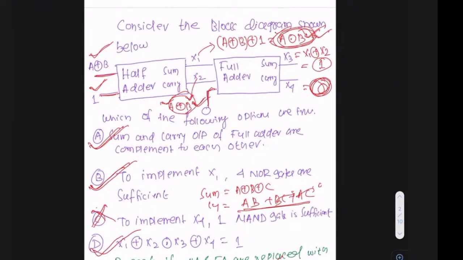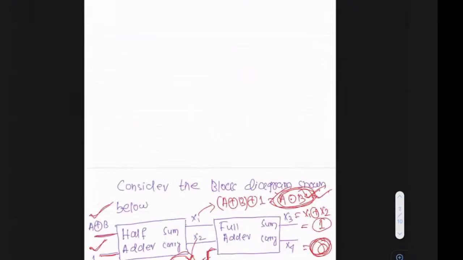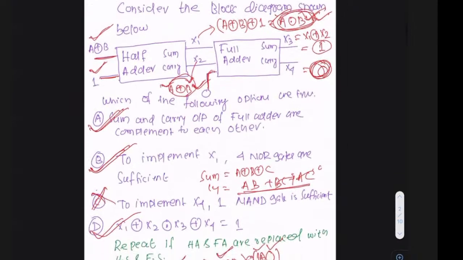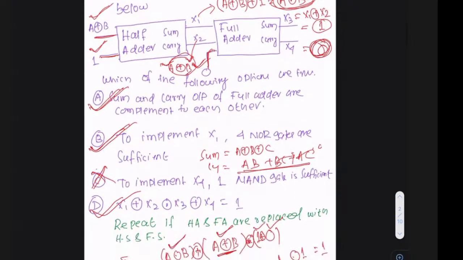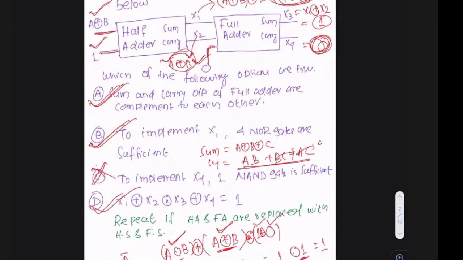In the previous sessions, I haven't taken any MSQ questions, but this is an MSQ question. So with this, your concepts of half adders and full adders, you have revised it. The second part of the question I'm not solving, I'm giving it to you as homework. If the half adder is replaced by half subtractor and full adder replaced by full subtractor, then which of the following options are correct? You have to see accordingly.